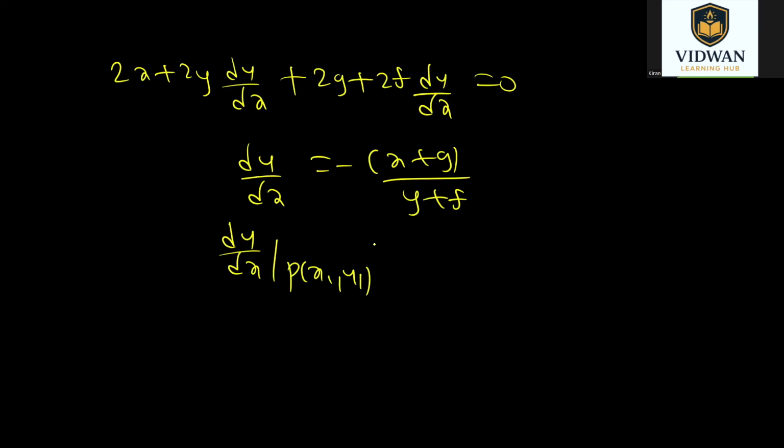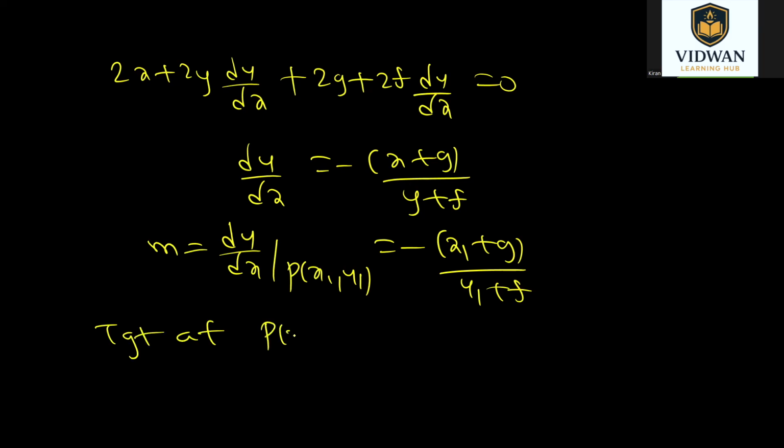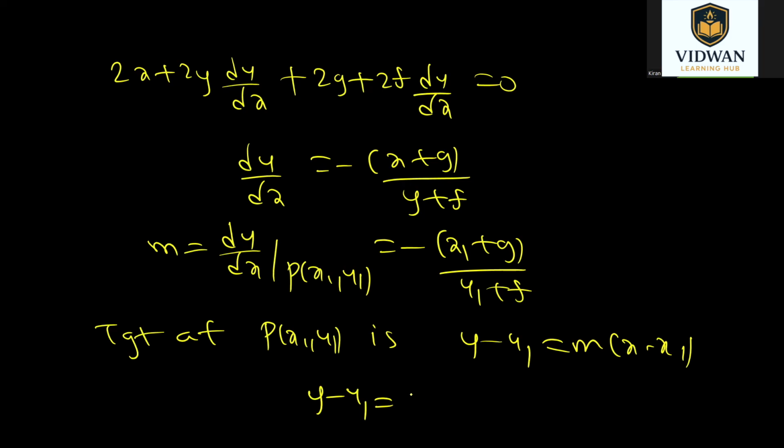Means you just have to substitute the coordinates and write minus of x1 plus g by y1 plus f. So once you know the slope of the tangent, we'll use the symbol small m for the slope. What is the tangent at P(x1, y1)? The tangent at any point is given by point slope form: y minus y1 equal to small m into x minus x1, where m is the slope of the tangent. So y minus y1 equal to, what is m? Write this value: minus of x1 plus g by y1 plus f into x minus x1.